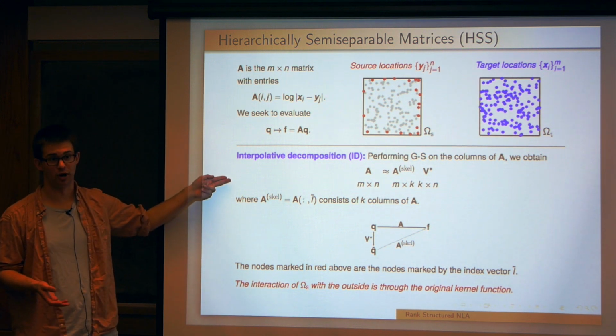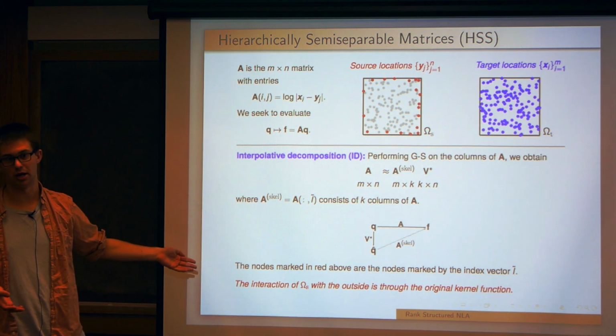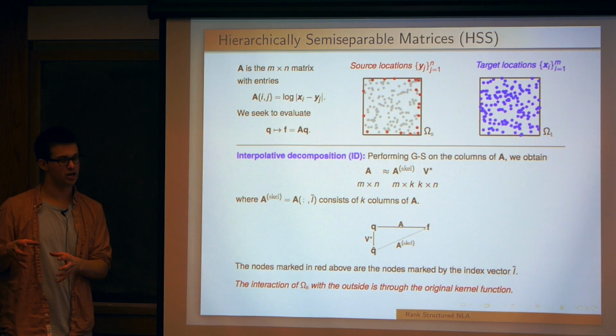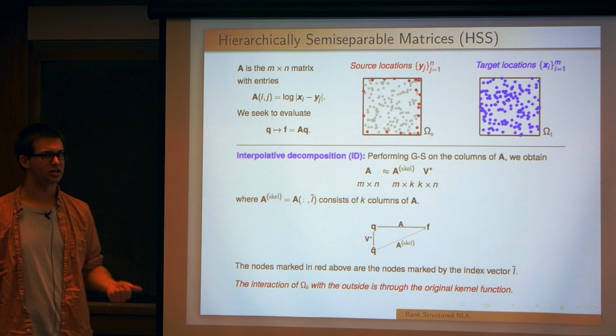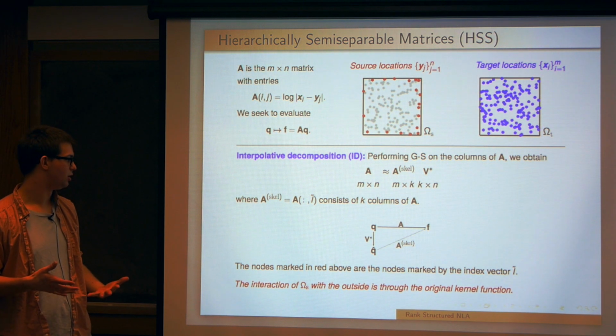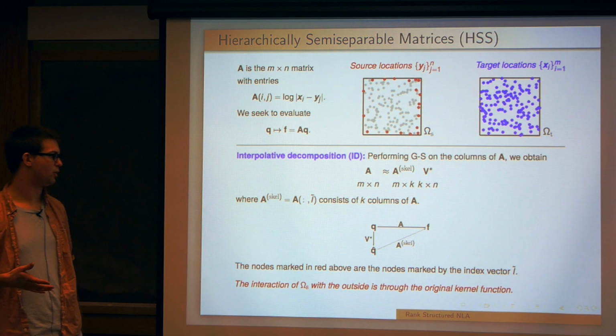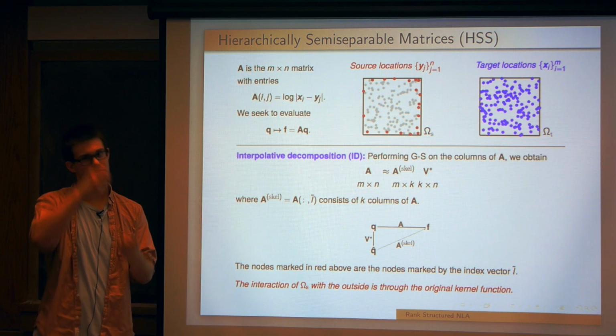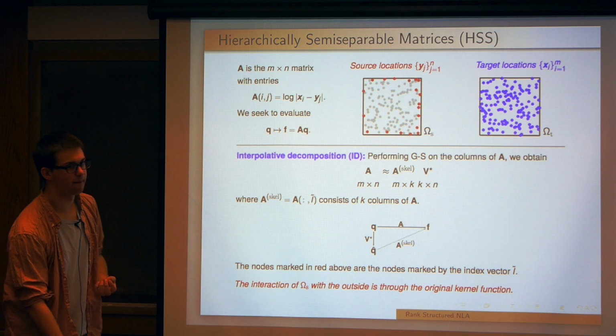In terms of linear algebra, you can just think of it in terms of doing a Gram-Schmidt. And you're just doing a rank revealing factorization that shows you exactly what you need to keep in terms of resolving the data. Here I show that the nodes marked in red above are the nodes marked by the index vector I, which shows exactly what we need to keep.